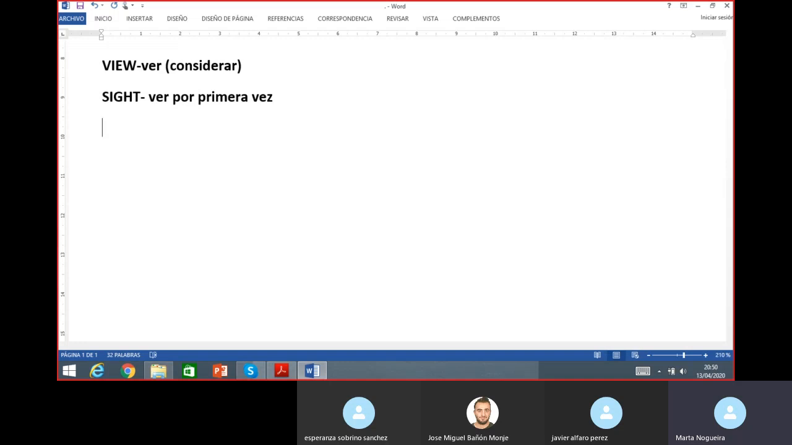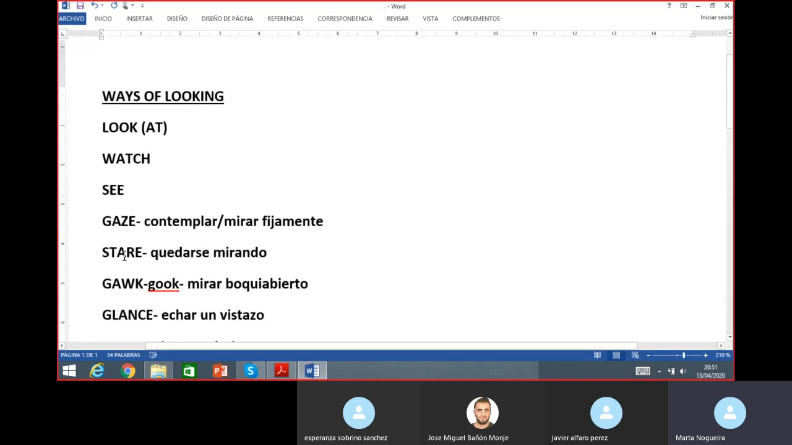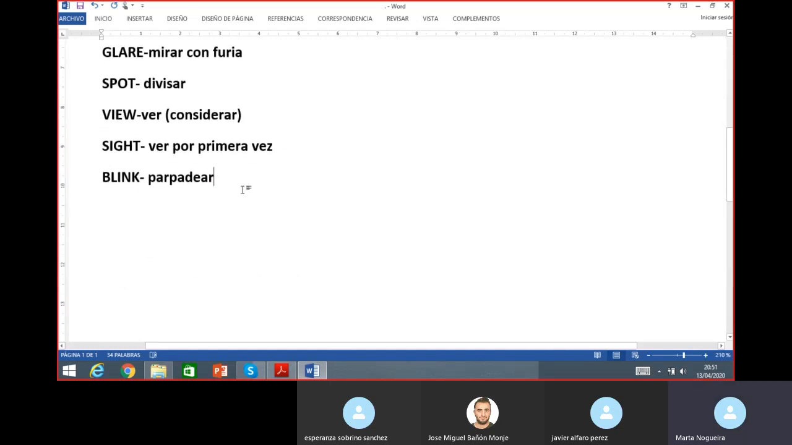Ok. Then we have, for example, one thing that we do with our eyes, shutting and opening the eyes quickly, and this is blink. Blink means parpadear, that we do unconsciously. For example, have you played this when you were young, telling your friend, how long can you stare without blinking? Esto de quien parpadee primero pierde. So, blink, parpadear. I think this is going to be useful. También se dice twink. Pero no os quiero liar.